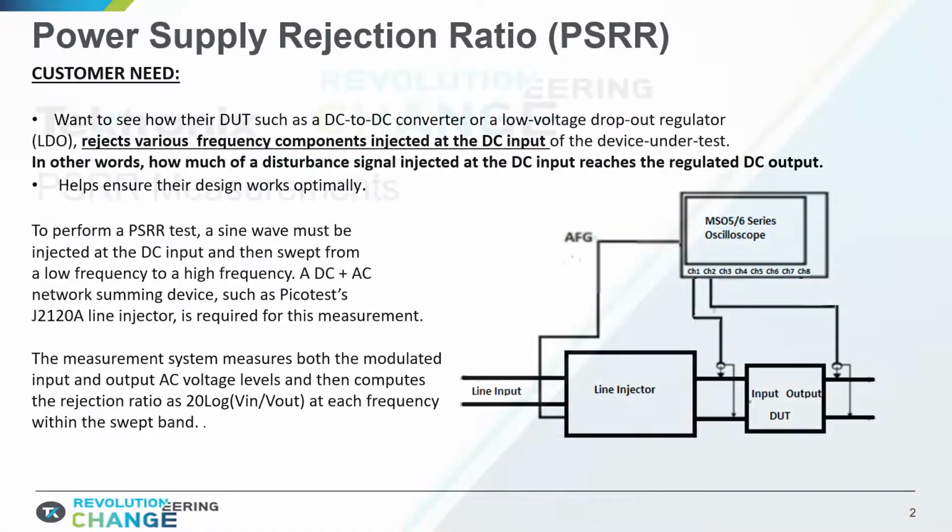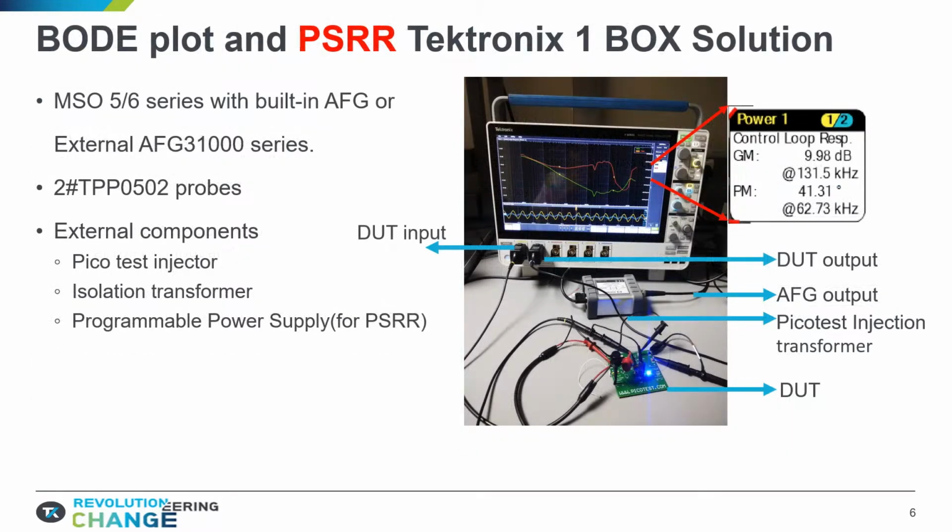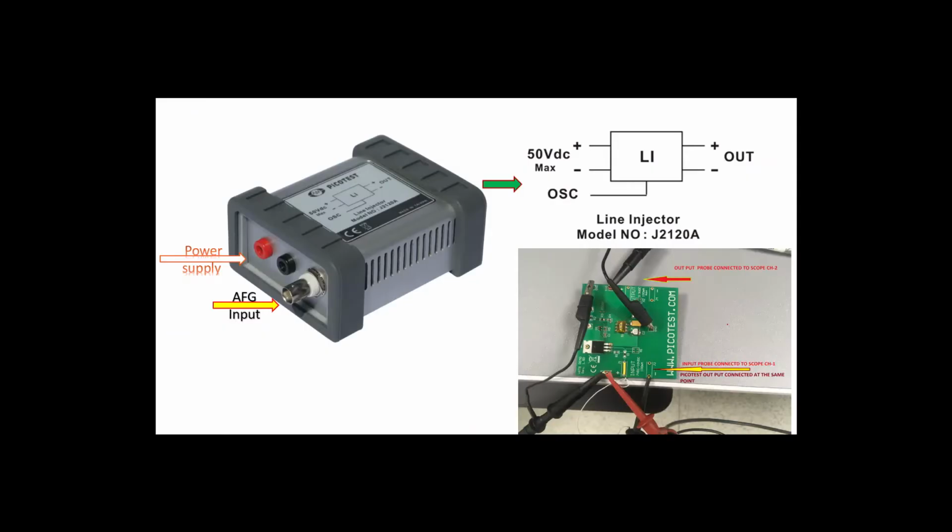Today we are going to talk about power supply rejection ratio, an important parameter for qualifying how good a DC-DC converter is. Basically, power supply rejection ratio looks at how well the DC-DC converter rejects the AC ripple going out. Theoretically, it should be zero, but practically, we all know there will be a small amount of AC ripple going out. Here, we have used an MSO 5 or 6 series with built-in AFG or an external AFG.